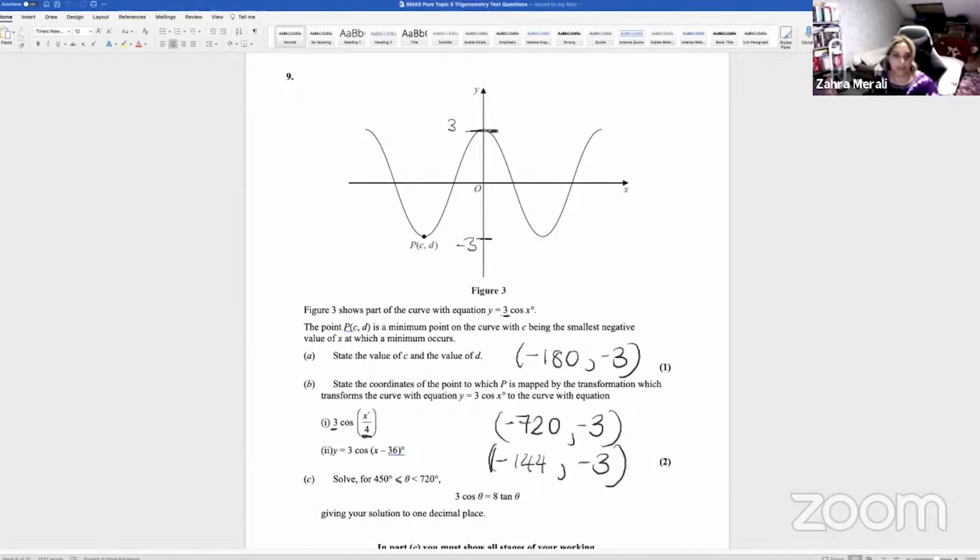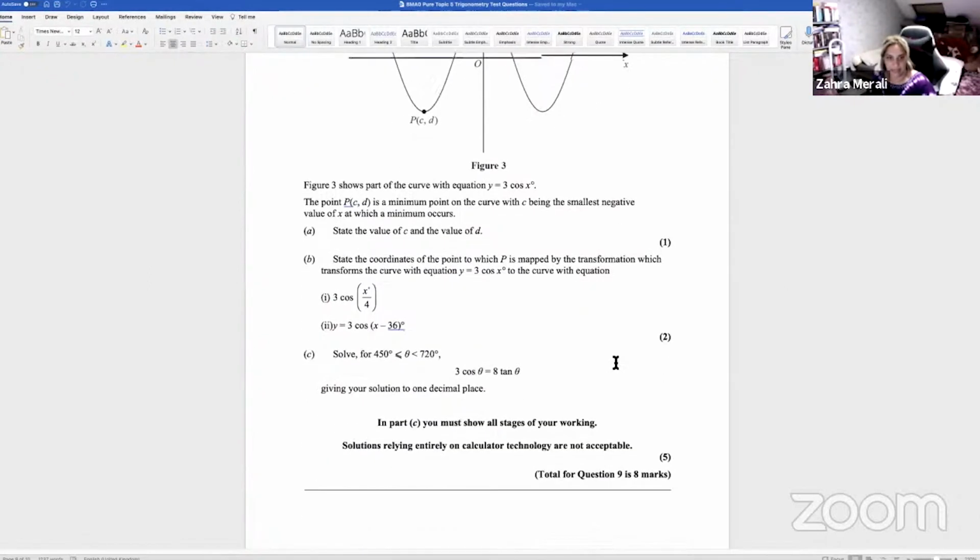And solve. Oh, okay, so that's got nothing to do with that bit of the question, so we'll do that bit in a second. Right, so hopefully that makes sense. Right, so if I clear that, let's do part C.